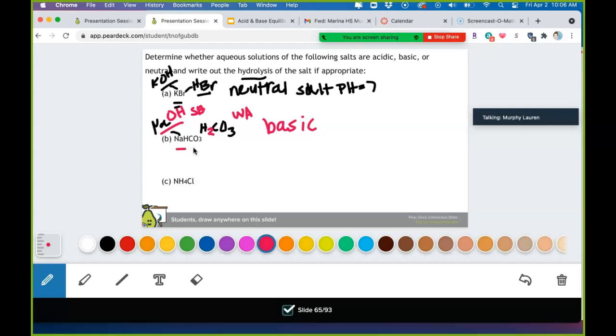So there is a part of this salt that will undergo hydrolysis because it's not neutral. We're going to get into that last. So let's go to the next salt.